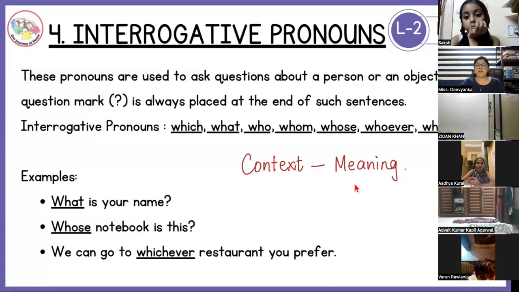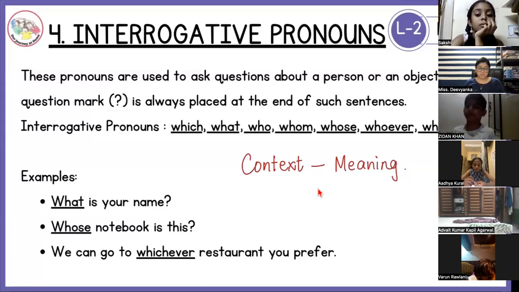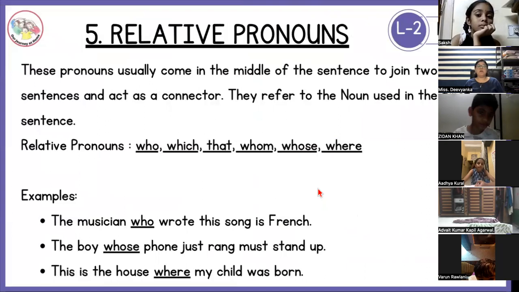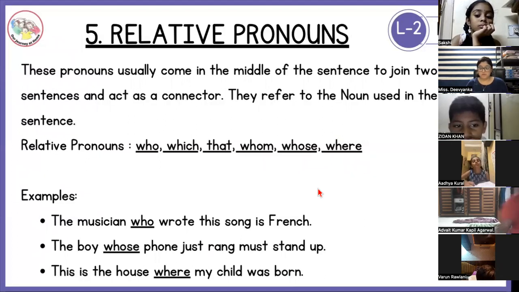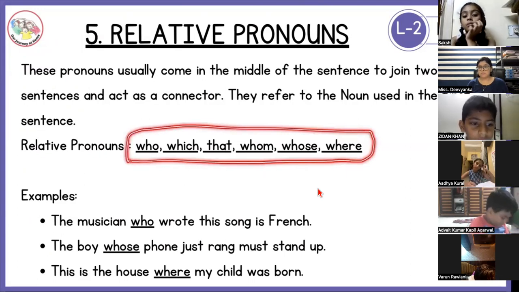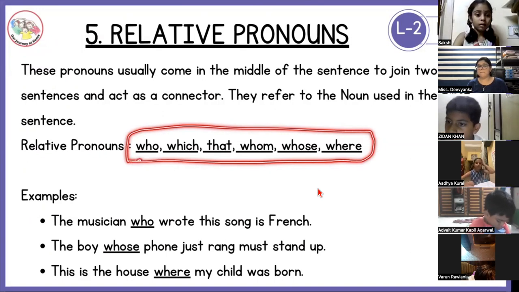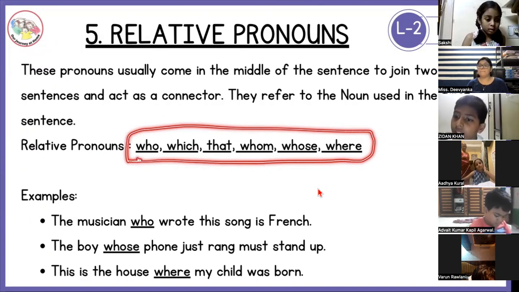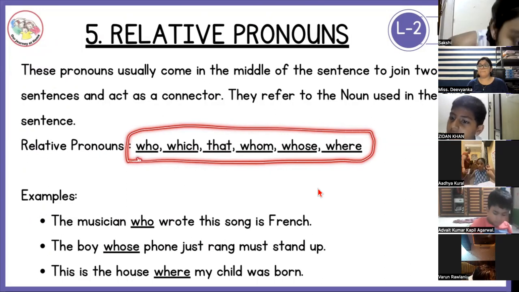Adya, did you finish writing? Yes, ma'am. Okay, perfect. Now let's go to the next one. The fifth one is called the relative pronouns. Now, what do you observe here? What are the words? Sakshi, can you tell me what are these words?